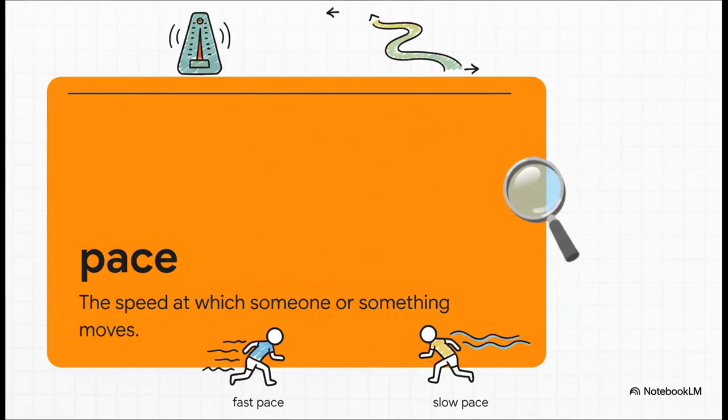Let's take a look at the noun pace. Your pace is just the speed you're moving at. You can walk at a fast pace or a slow pace. And a really kind and useful phrase is, go at your own pace. It's a wonderful way to tell someone that it's okay, they don't need to hurry.